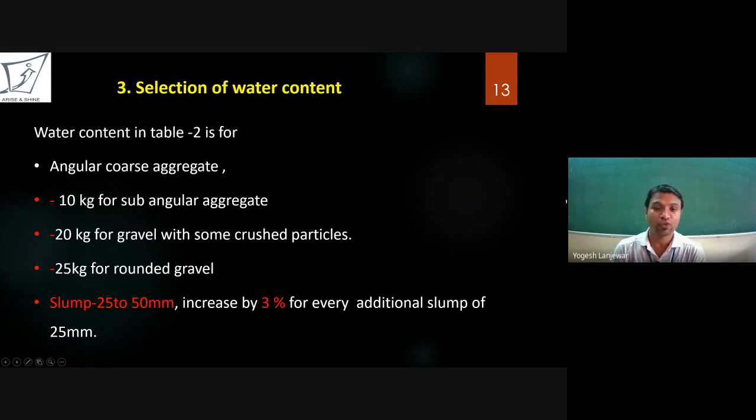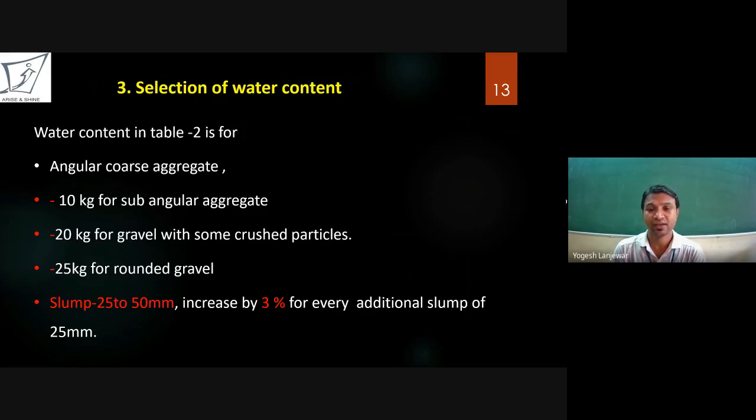Third one is the selection of the water content. The water content in Table 2 is for angular coarse aggregate, whereas 10 kg of water should be reduced for subangular aggregate, whereas 20 kg of water should be reduced for gravel with some crushed particles, and 25 kg, or we can say liters, of water should be reduced for rounded gravel.